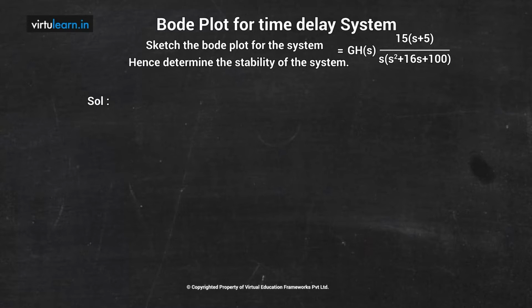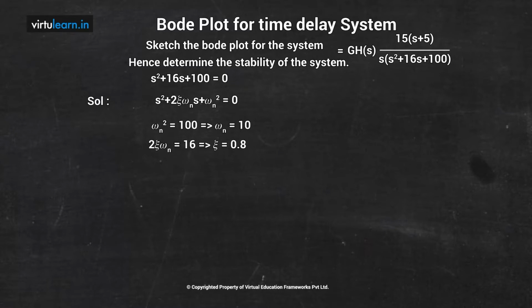So when you take this quadratic factor separately, that is s square plus 16s plus 100. Now when you equate this to the standard characteristic equation, s square plus 2 zeta omega n s plus omega n square, and compare, omega n is going to be 10. Then if you compare the second term, 2 zeta omega n equal to 16, then by substituting the omega n value, you will get zeta is 0.8.